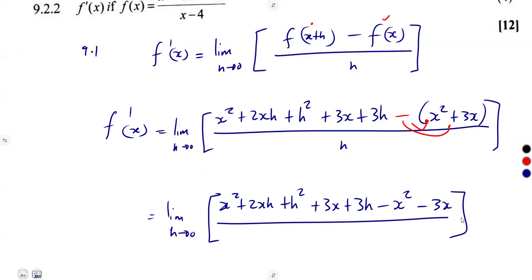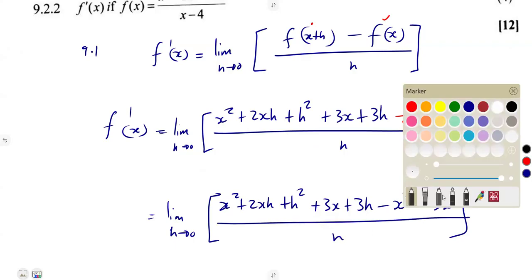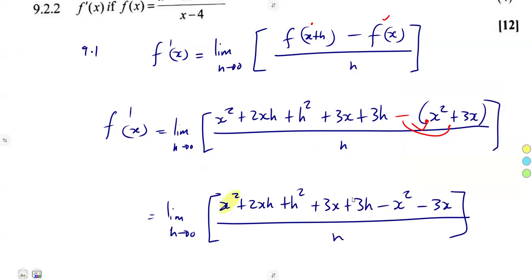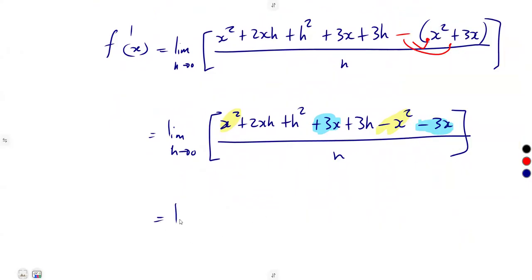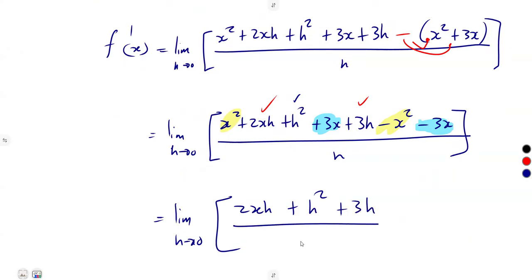I'm just going to utilize the like terms. X squared minus x squared cancels. 3x minus 3x cancels, all right? So that is the whole idea there. Positive 3x minus 3x, those are the like terms. The rest is just going to remain as it is from this part. So meaning to say, I'm going to remain with 2xh plus h squared plus 3h, everything over h.